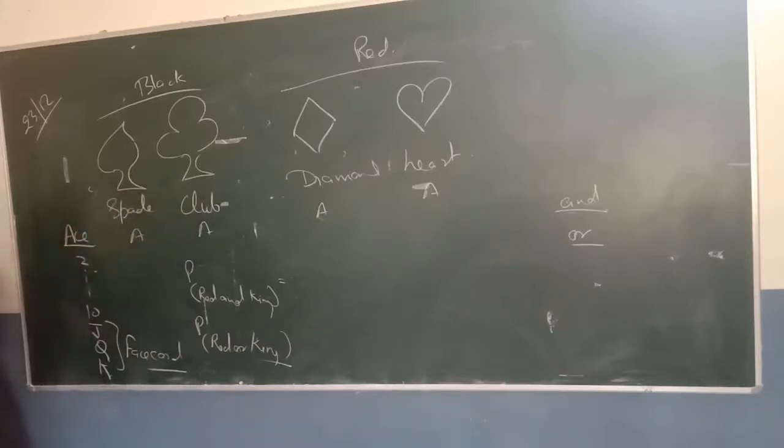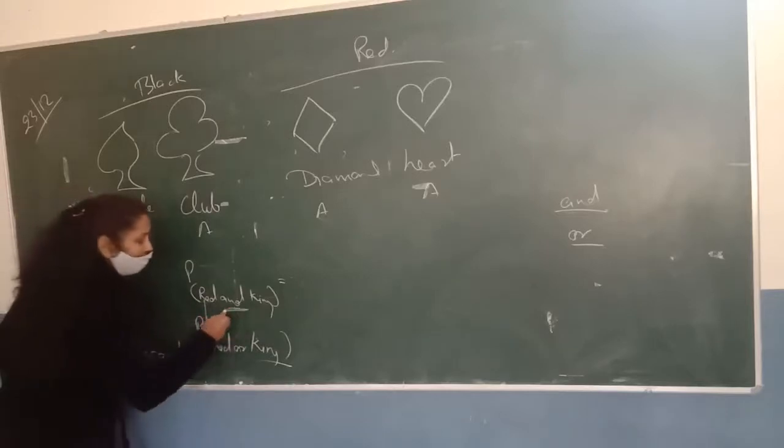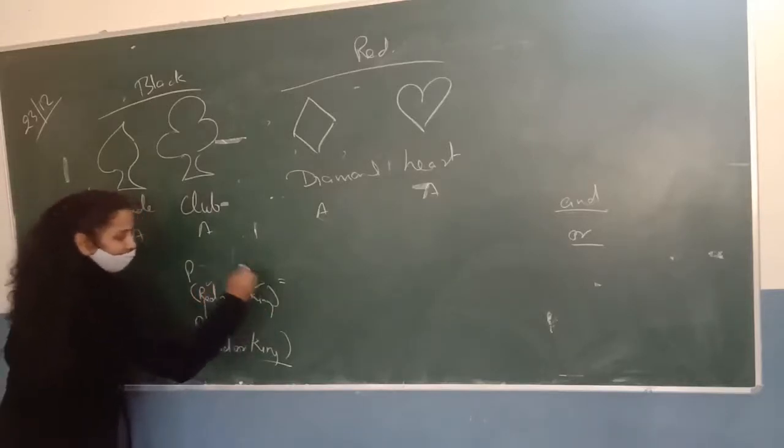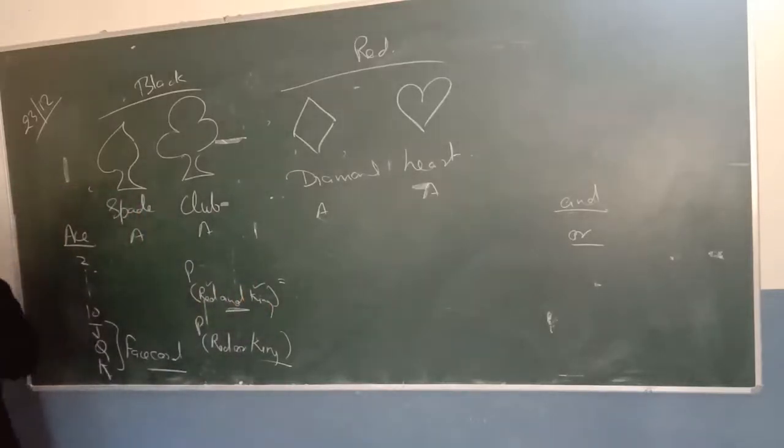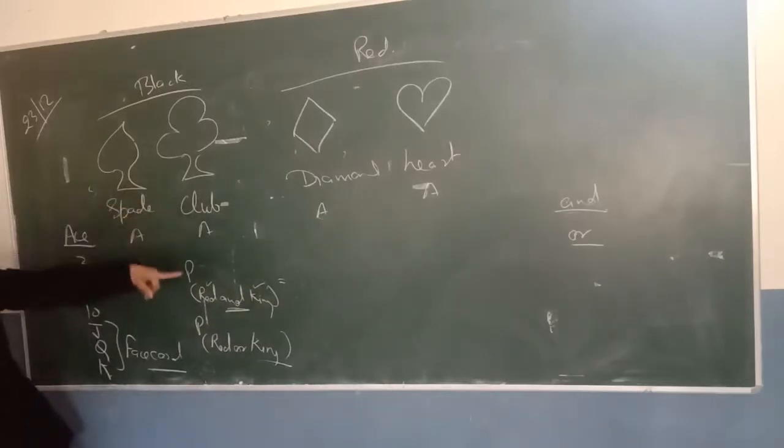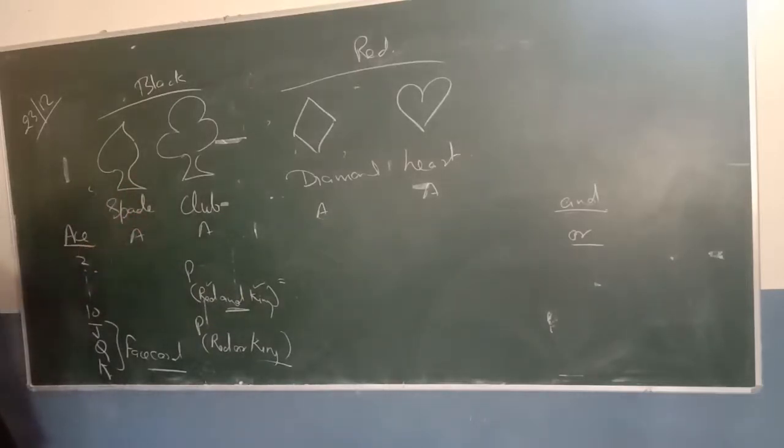So how many cards are there in total? 52 cards. 13 times 4 is 52. If you want to find the probability of getting red and king, the meaning of "and" is that it should be red and it should be king. So how many cards are there? Only 2 cards, one for the diamond and one for the heart. So we have 2 cards which are red and king.